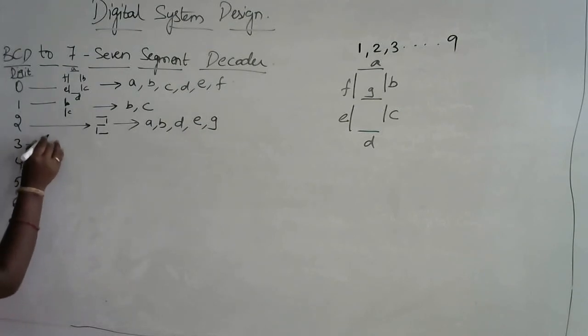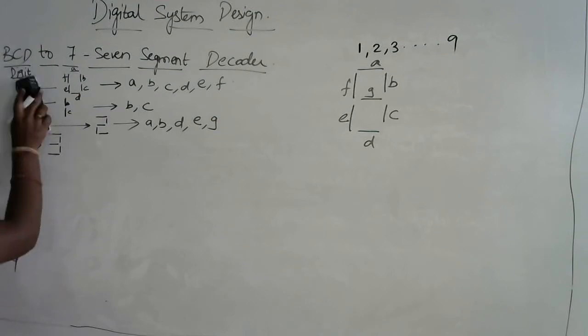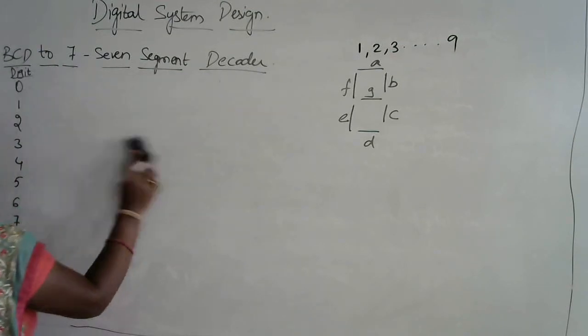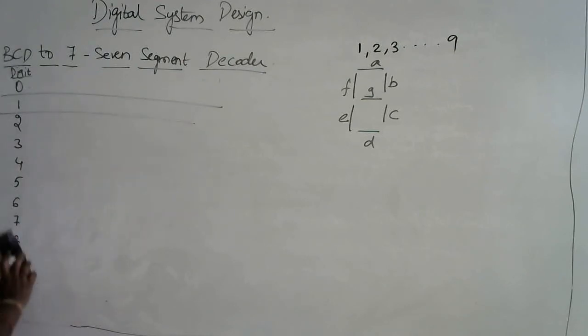Similarly for 3, this is the way we will be representing 3. Or, in order to help you understand clearly, I'll draw it over here in a tabular form.